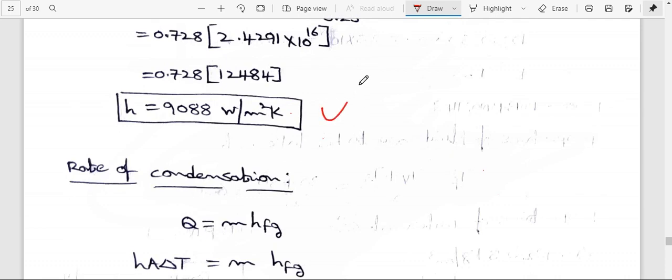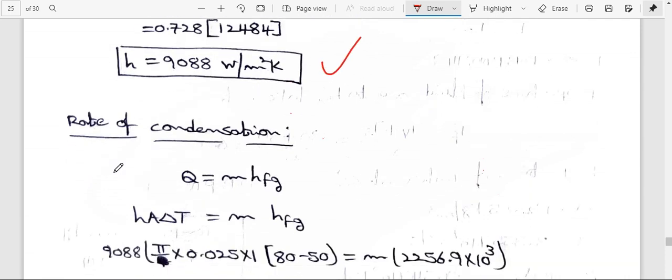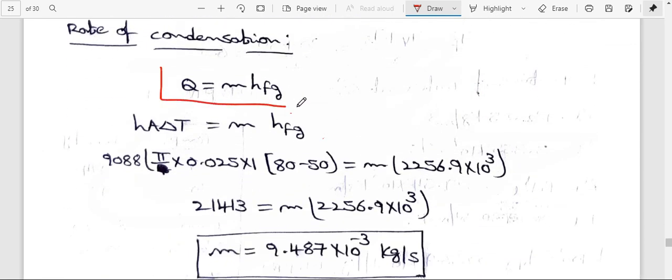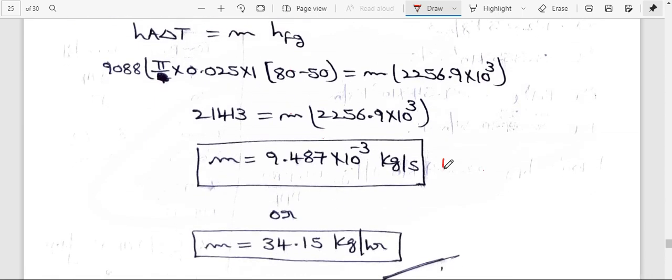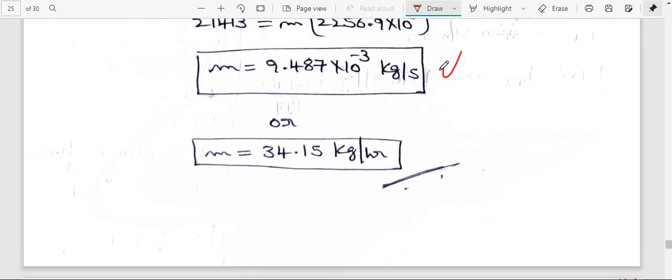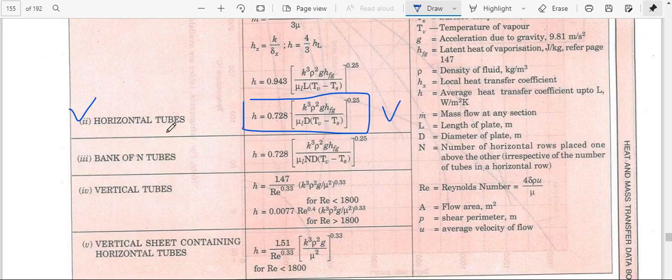The H value is 9088, and for the rate of condensation we know the formula Q equal to M into HFG. What is the M value? M is in kg per second, so we have to convert it using 3600, from seconds to hour, which gives 3.15 kg per hour. This is the horizontal tube formula.